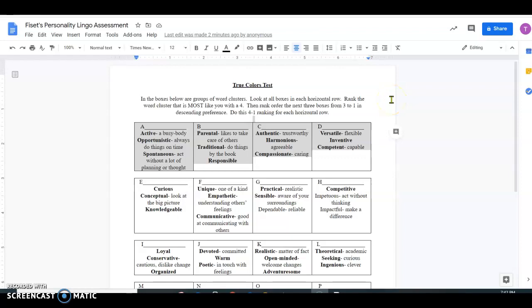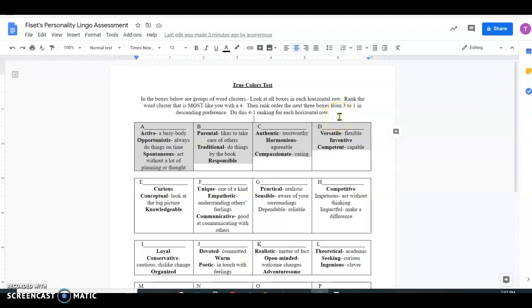Okay guys, one of the assignments for today is that you're going to take a personality test. It's a True Colors test. How you do this: it says, in the boxes below are groups of word clusters. Look at all boxes in each horizontal row, so across it's a row. Rank the word cluster that is most like you with a 4, then rank order the next 3 boxes from 3 to 1 in descending preference. Do this 4 to 1 ranking for each horizontal row.